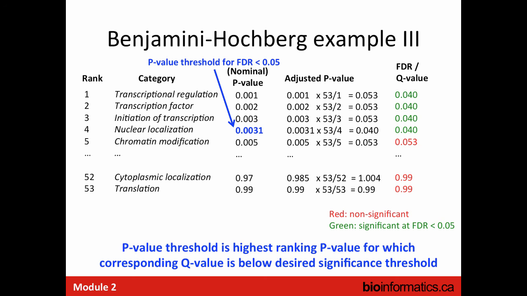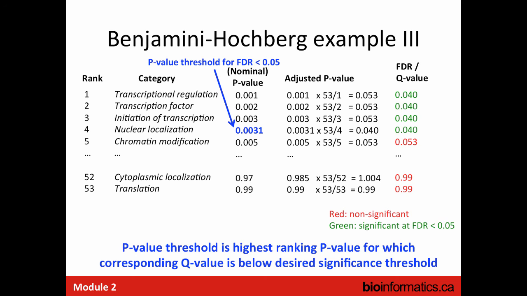We were looking for the first adjusted p-value that's above 0.05. Less than 0.05. We're looking for the last one. Yeah. But the reason this is bigger is because 53 divided by 3 is a bigger number than 53 divided by 4.